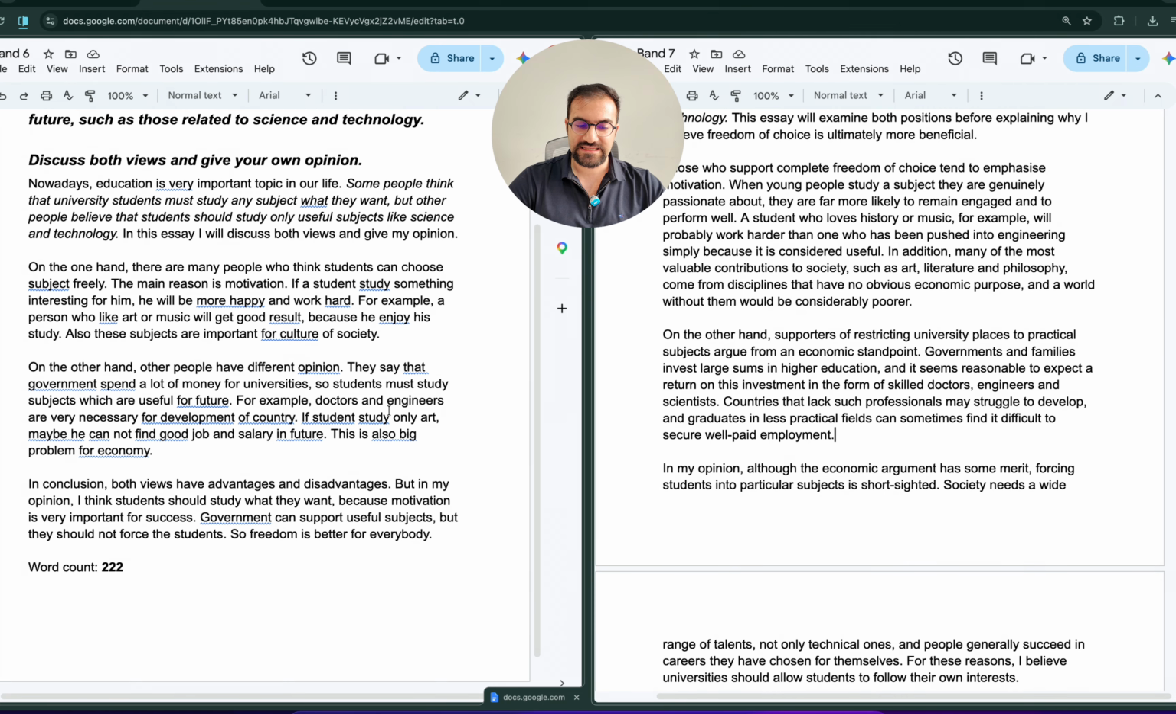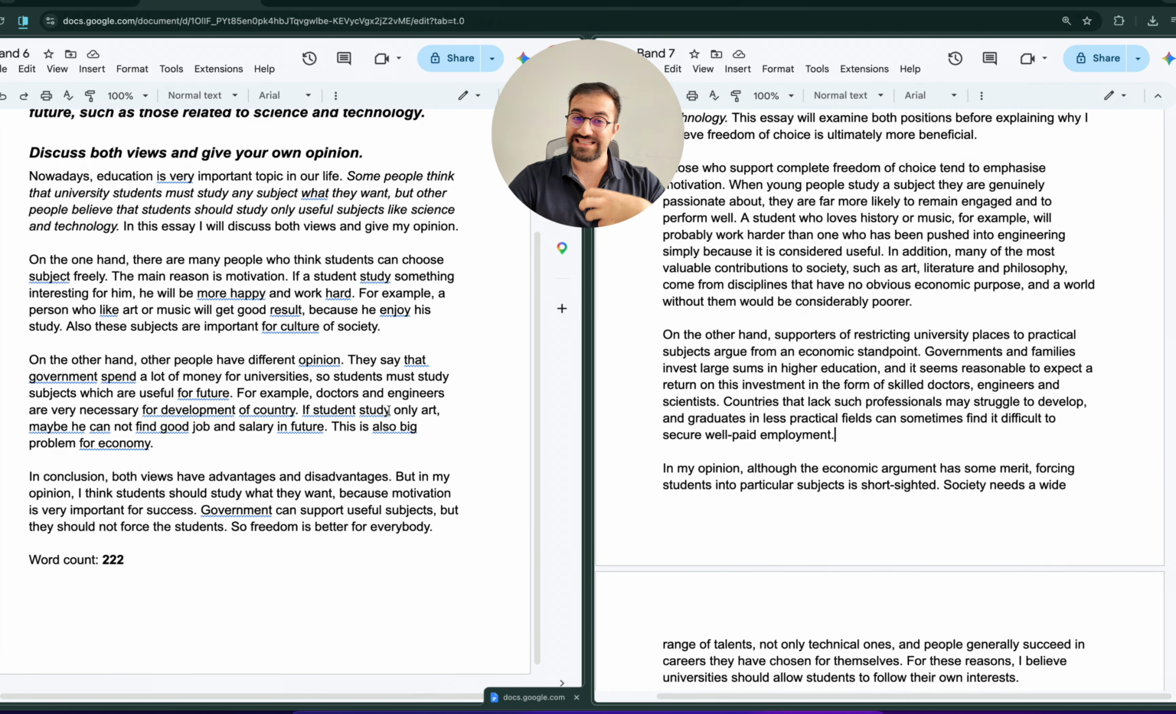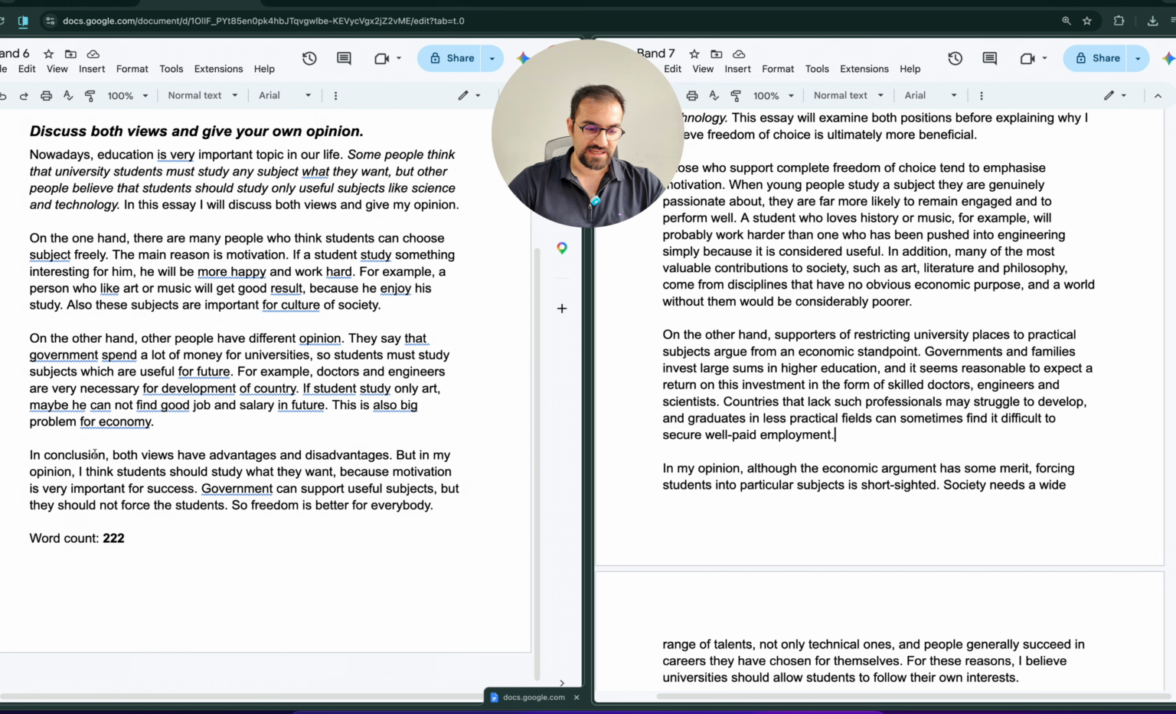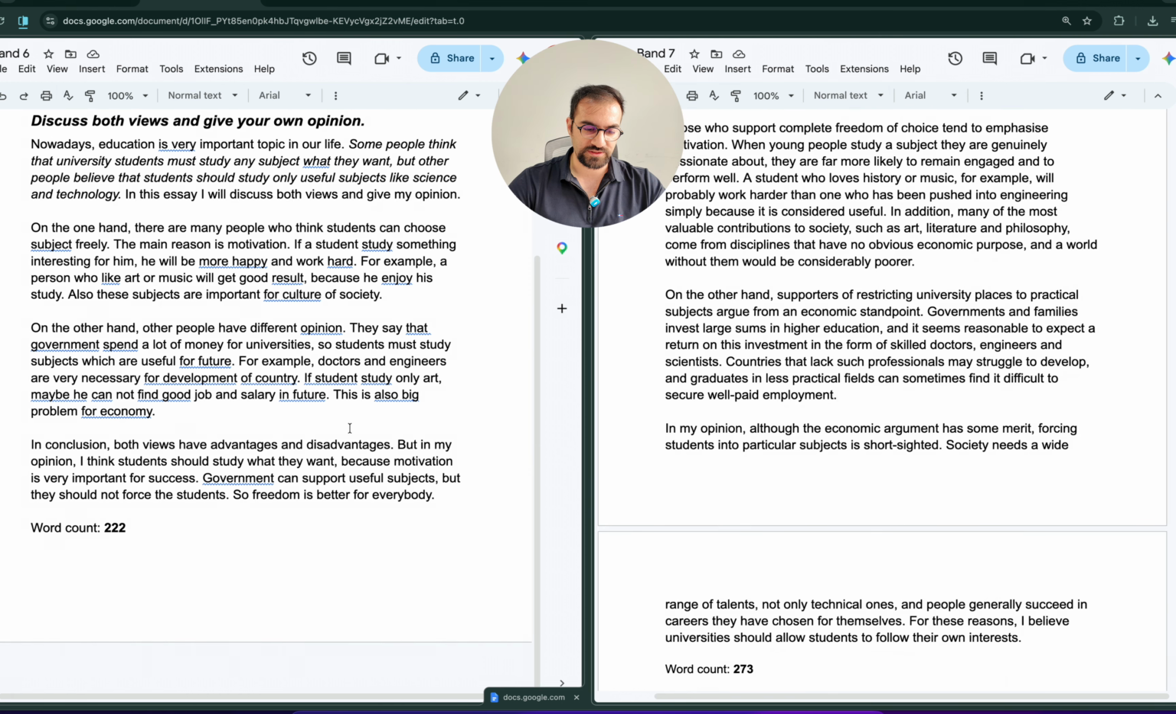As you can see, the ideas on the left and right are basically the same, but the way candidates have put them are completely different. And this is what I want you guys to see, the difference between Band 6 essay and Band 7 essay. Finally, in conclusion, both views have advantages and disadvantages, but in my opinion, I think students should study what they want because motivation is very important for success. Government can support useful subjects, but they should not force students, so freedom is better for everybody.